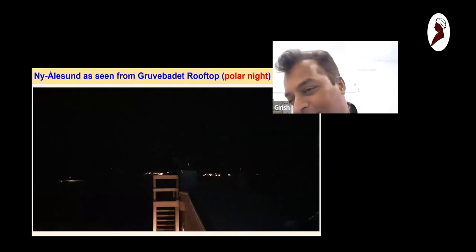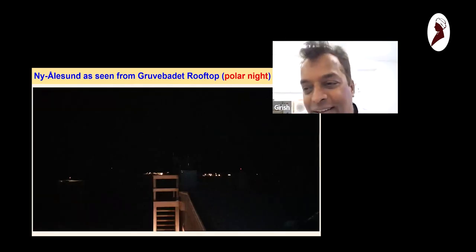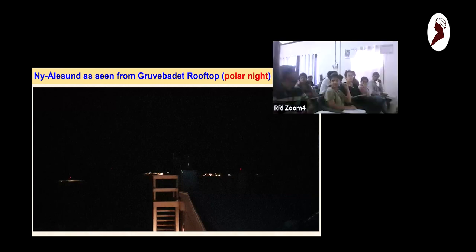For those of you who are assembled in GBD, what do you mean by polar night? Any idea? So, sir, when the electromagnetic field line of the sun interacts with the magnetic field line of Earth, because of that interaction there's a creation of light called polar lights or aurora borealis.